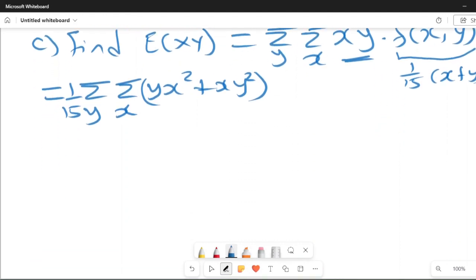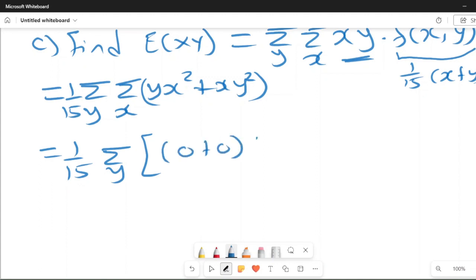Now, I know x is 0 and 1, so I'm going to substitute the values of x. When x is 0, it will be 0 plus 0. And when x is 1, it will be y plus y squared. Therefore, this will disappear, and I'll be left with y plus y squared when x is 1, because it will be 1 squared times y, which is y, and this one will be 1 times y squared, which is y squared.